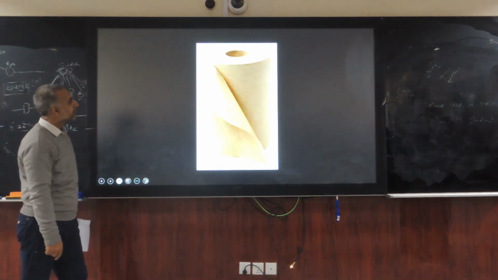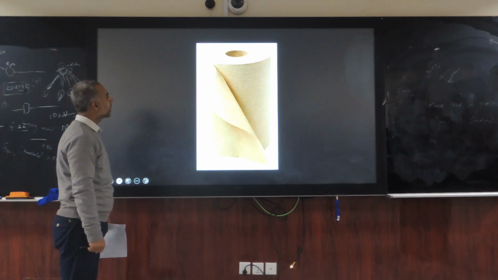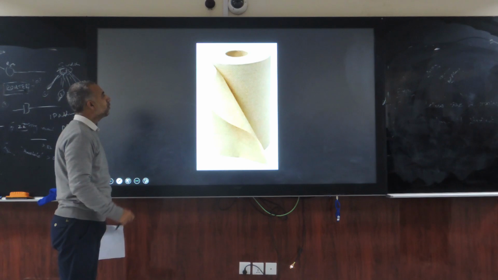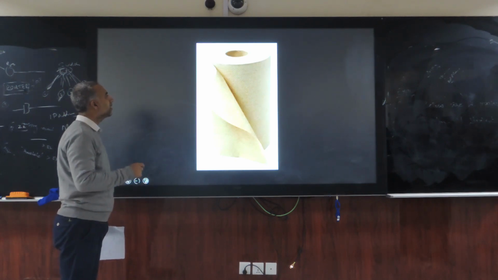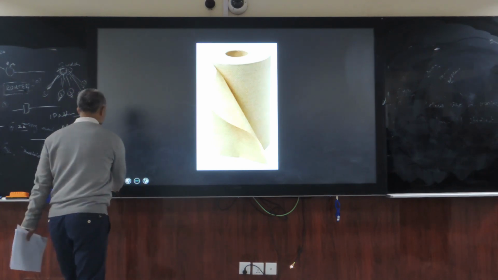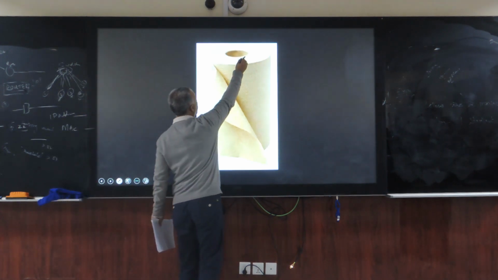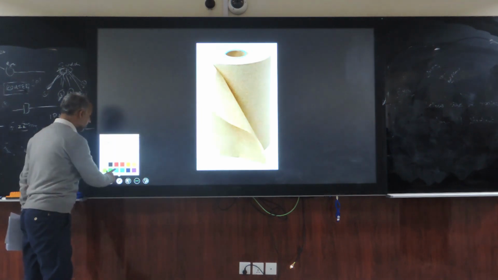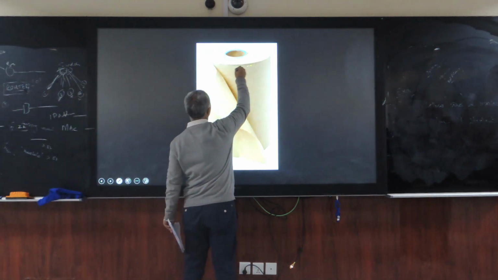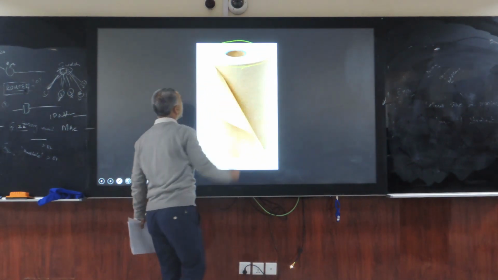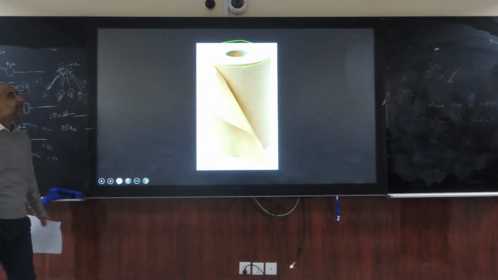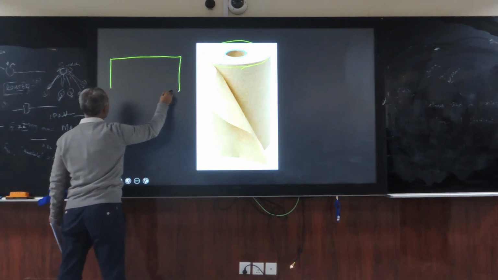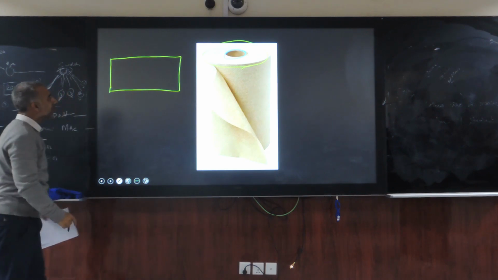For example, here we have a tissue roll. This tissue roll has two main layers. One is the inner layer. Let me mark this inner layer with blue color, and the other one is the outer layer. Let me mark the outer layer with green color. See, if we unwrap the outer layer, this one is of greater size than the inner layer.